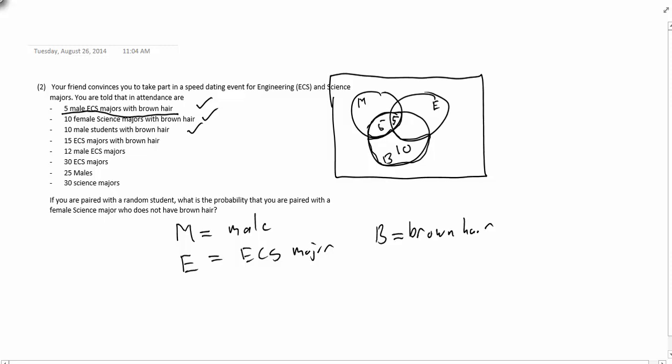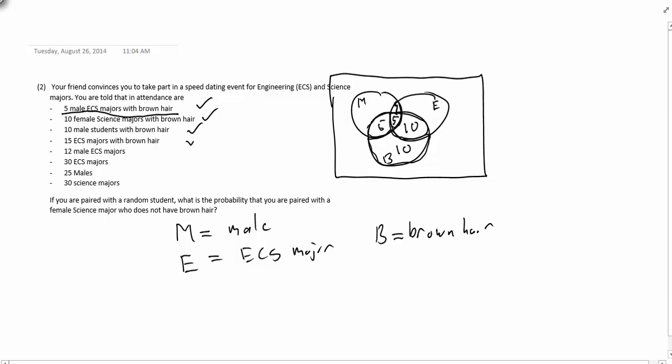Now 15 ECS majors have brown hair. That means that this ellipse in the intersection of brown and engineering should total 15, making the engineering brown-haired females, this little segment here, 10. 12 male ECS majors. So that means this wedge between males and engineers should be 12, leaving 7 for this chunk here.